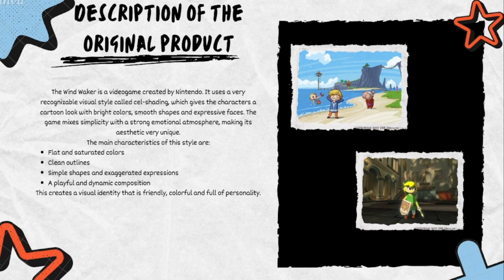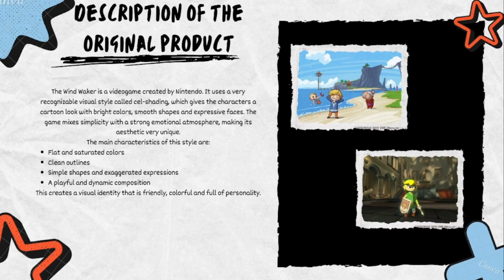Description of the original product. The Wind Waker is a video game created by Nintendo. It uses a very recognizable visual style called cel shading, in which the characters have a cartoon look with bright colors, smooth shapes, and expressive faces. The game mixes simplicity with a strong emotional atmosphere, making this aesthetic very unique.